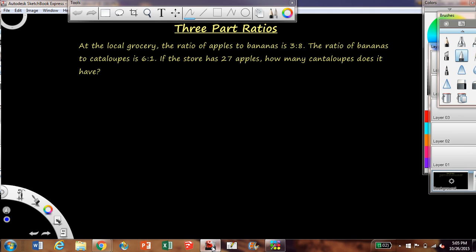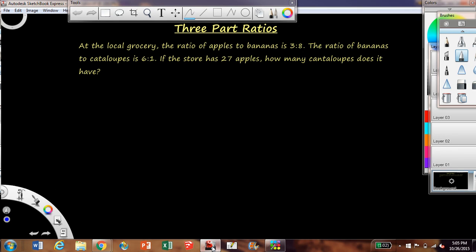Okay, so if you're waiting for that three-part ratio video, here it is. Let's take a look at an example problem. At the local grocery, the ratio of apples to bananas is 3 to 8. The ratio of bananas to cantaloupes is 6 to 1. If the store has 27 apples, how many cantaloupes does it have?